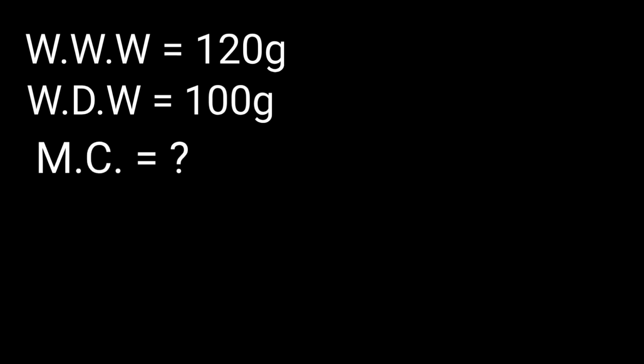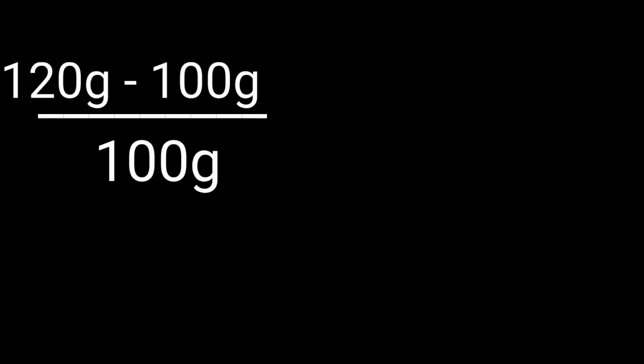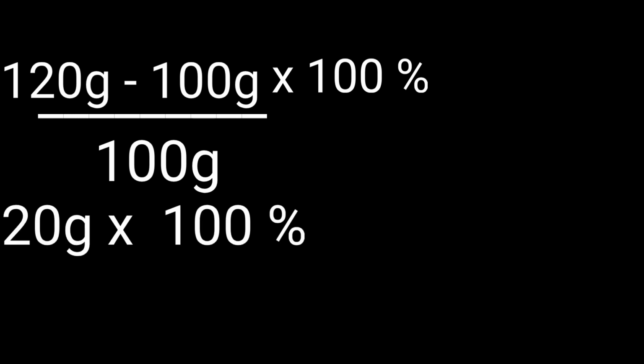The moisture content is calculated with the formula that we gave previously, and that is (WWW − WDW) × 100 / 1 all over WDW. If we apply that, we're going to have (120 grams − 100 grams) over 100 times 100%. And when we subtract, we're going to have 20 grams times 100% all over 100. And finally, working on that, we give us the moisture content as 20%.